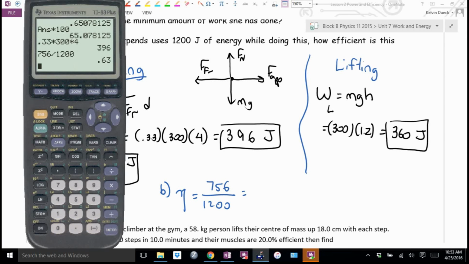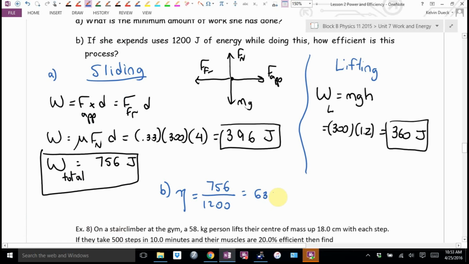Can you make that a percentage for me? Where did the other 37% go? Probably heat. She worked up a sweat. Some of the energy that she burned went into heating up her body and was evaporated as the sweat rolled away. Okay? So we can do an awful lot with this.